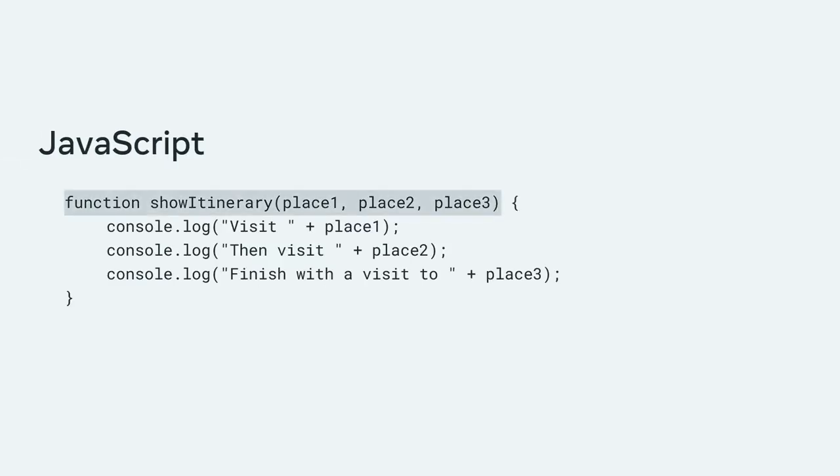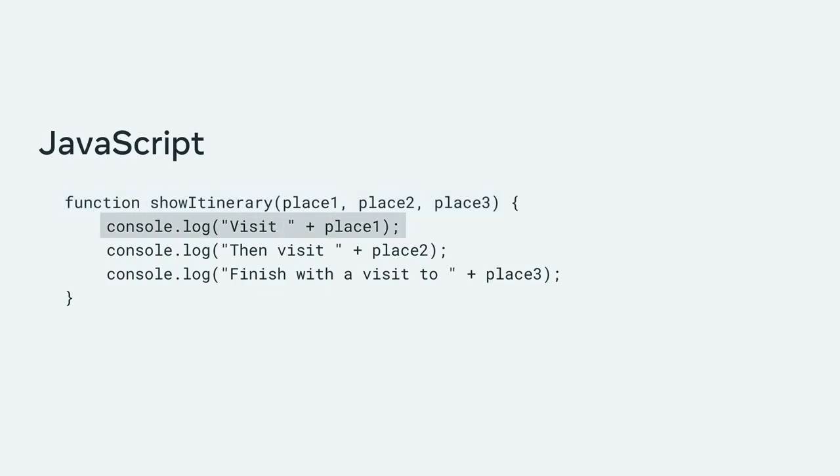Now I write a function that lists these 3 attractions. To keep it simple, I just log it into the console. I create a function and I name it showItinerary, with 3 arguments: place1, place2, place3.